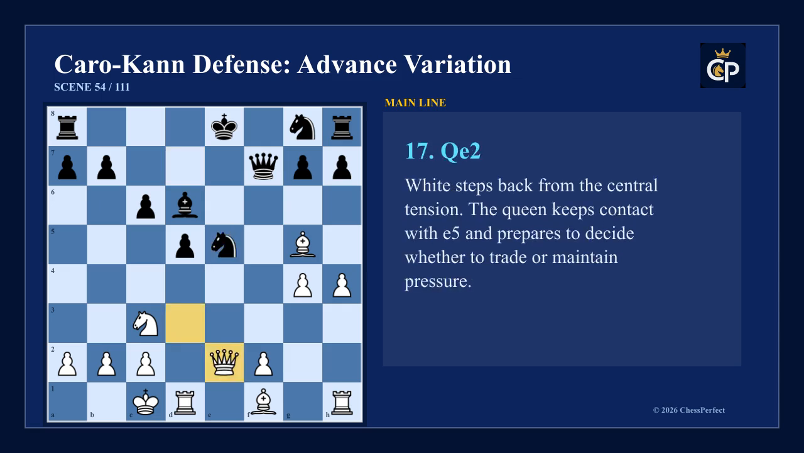Queen e2. White steps back from the central tension. The queen keeps contact with e5 and prepares to decide whether to trade or maintain pressure.